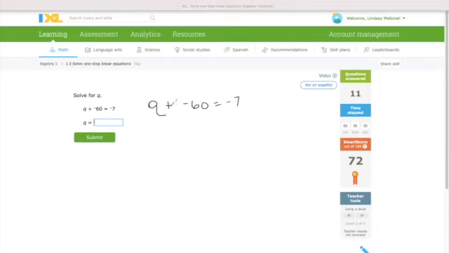And in this case, you can kind of think plus and minus, it's the bad guy that wins. So the minus overpowers it. So instead of saying plus a negative 60, I'm going to say q minus 60, and that equals negative 7. Once you simplify that, it's pretty easy to see what the inverse is. I'm going to add 60 to both sides.